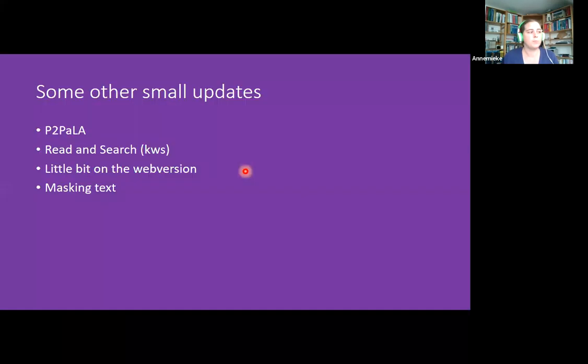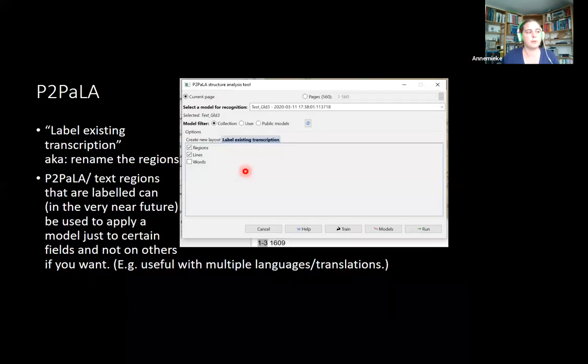So here, small updates. First on Pylaia, they added a button, label existing transcriptions. So if you were very eager to start transcribing and you haven't had time to label your regions, but you figured out in the end that you actually kind of needed the labeling, you can now post-process that. So if you do that and you have created a model, you can actually apply that model over, well, your existing text. So you can figure out whether you just want to rename the regions or the lines or whatever you want, but you can do that afterwards.